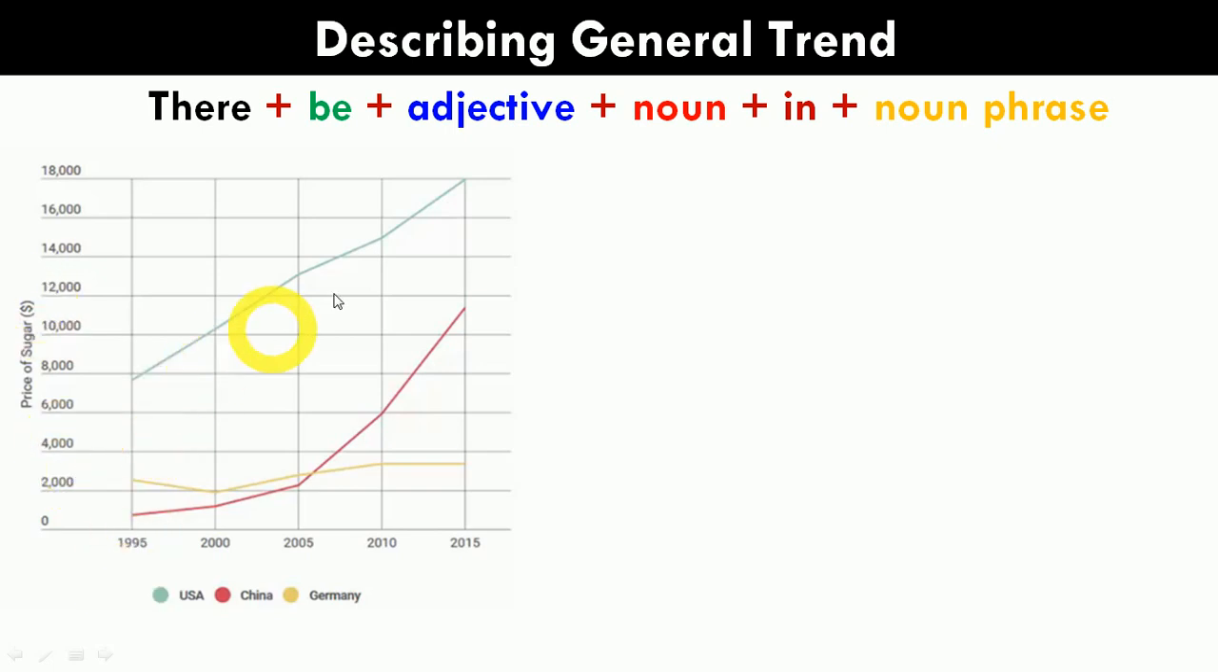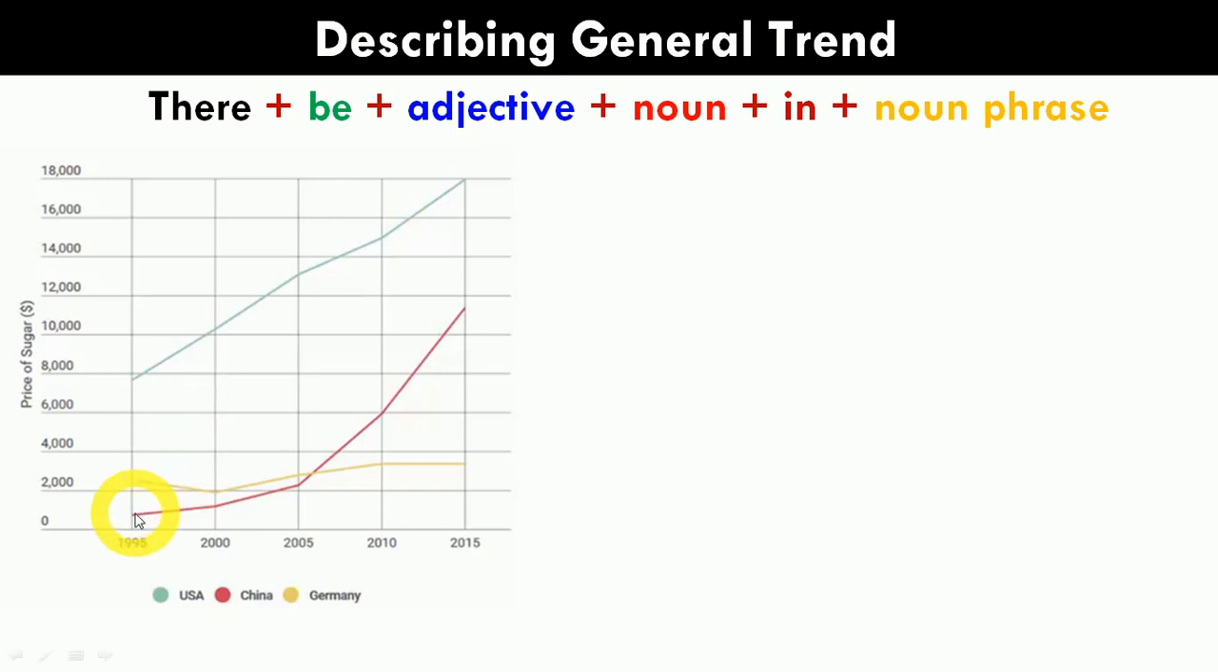We have three lines. This line is for USA, this yellow line is for Germany, and this red line is for China. Now we observe all three lines. If you look at the first point and last point, what is your overall observation? The numbers are increasing.